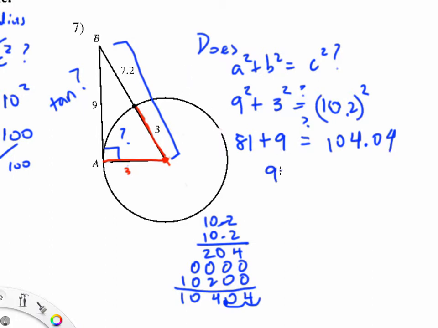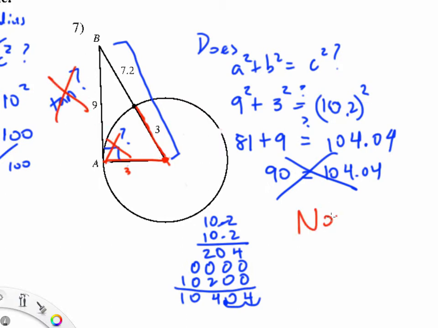81 plus 9 is 90. So if that doesn't hold, then this is not a right angle. If a squared plus b squared is not equal to c squared, this is not a right angle, and then we know it is not a tangent. So we can say no, not tangent.